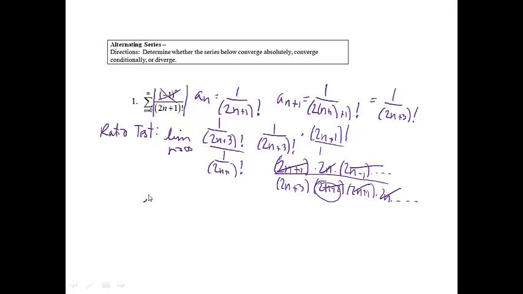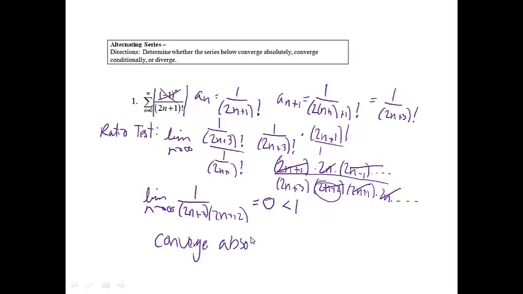So I'm going to be left with the limit as n approaches infinity of 1 over (2n plus 3) times (2n plus 2). And if I plug in infinity for my n's, I definitely will get 0 on this one. And according to the ratio test, if I get an answer less than 1, my series will converge. And so since I was testing for absolute convergence, this series is going to converge absolutely.